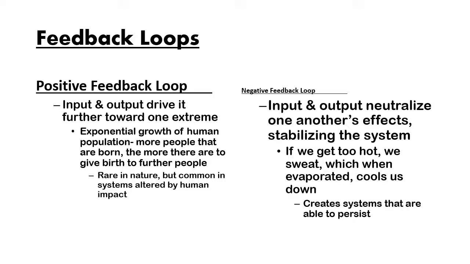A negative feedback loop is when the input and output neutralize one another's effect, stabilizing the system. So this is if we get too hot, we sweat. When the sweat is evaporated, it cools us down. You're cool, no more sweat. Done. It creates systems that are able to persist.